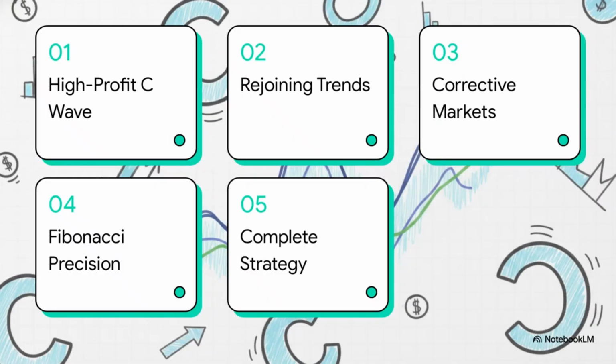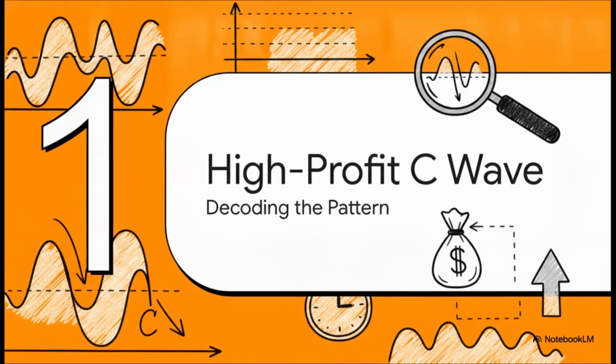Okay, let's dive into this. Here is our quick roadmap for today. First, we'll cover the high-profit C wave. Then, rejoining impulsive trends. Third, navigating corrective markets. Fourth, adding Fibonacci precision. And finally, pulling it all together into the complete trading strategy. All right, part one, the high-profit C wave.